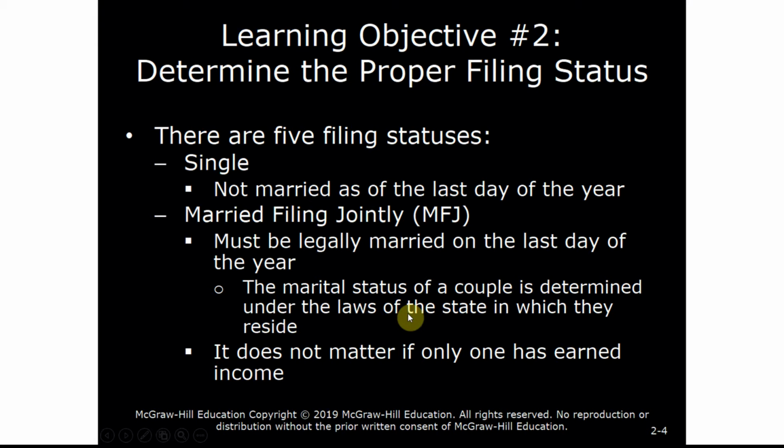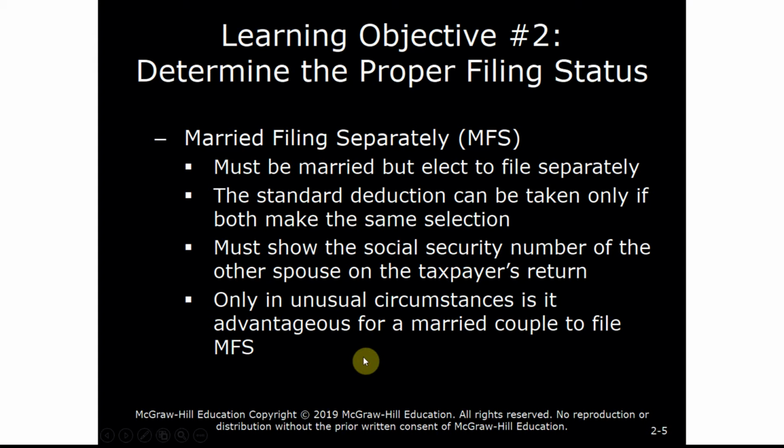There are 5 filing statuses for taxpayers on the individual Form 1040. If the taxpayer is not married as of the last day of the year, then they would file as a single individual. Married filing joint must be legally married on the last day of the year. What determines marital status is a matter of state law. And of course it doesn't matter if one spouse has income and the other does not. They can still file jointly. But in order to get the advantage of married filing jointly, you must file that way.